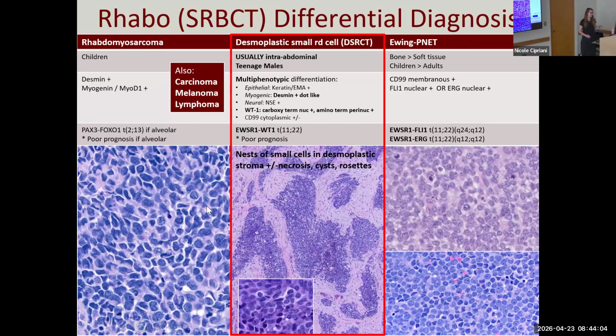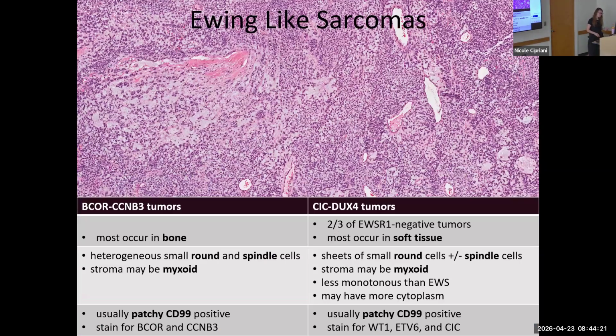If you are in an adult and you see a small round blue cell tumor, you are certainly also going to think about things like carcinoma, melanoma, lymphoma. I'm not even putting on there things like small cell osteosarcoma, round cell liposarcoma. But these are all things that can come up in the differential. As well as the Ewing-like sarcomas, which, depending on whether you're in soft tissue or bone, you're either dealing with bone, usually the BCOR tumors, or soft tissue, usually the CIC-DUX4 tumors. I don't know how people like to call this.